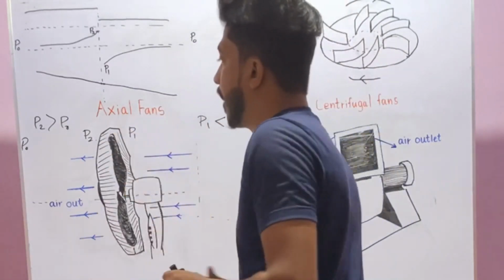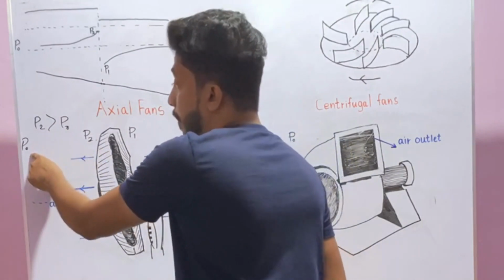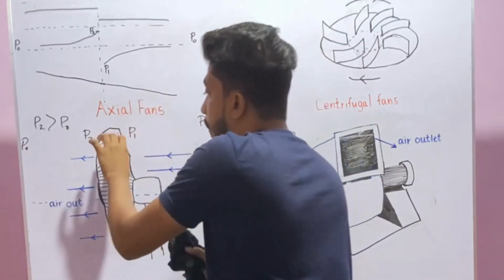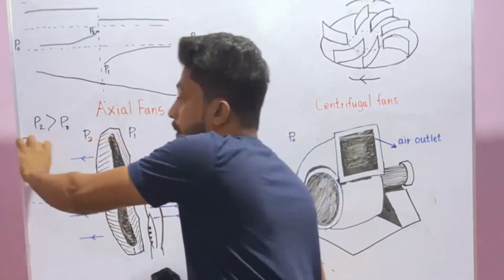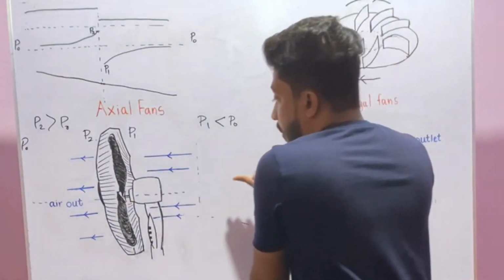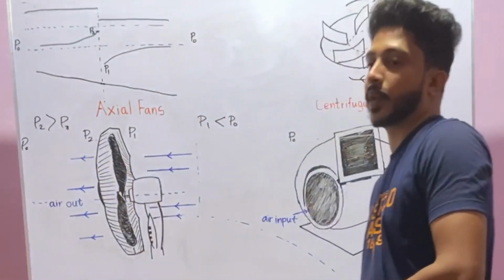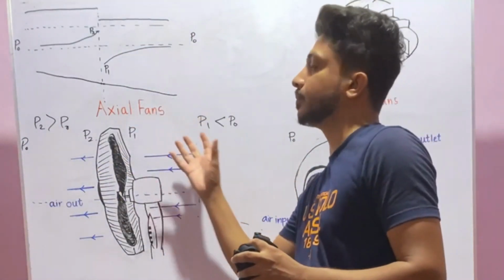And also after the fan, what is the higher pressure? P2. P2 is the highest pressure, P0 is the lower pressure. So from the higher pressure region to the lower pressure region, air is moving. That is why we have a flow like this through an axial fan. Okay, so that is the mechanism.